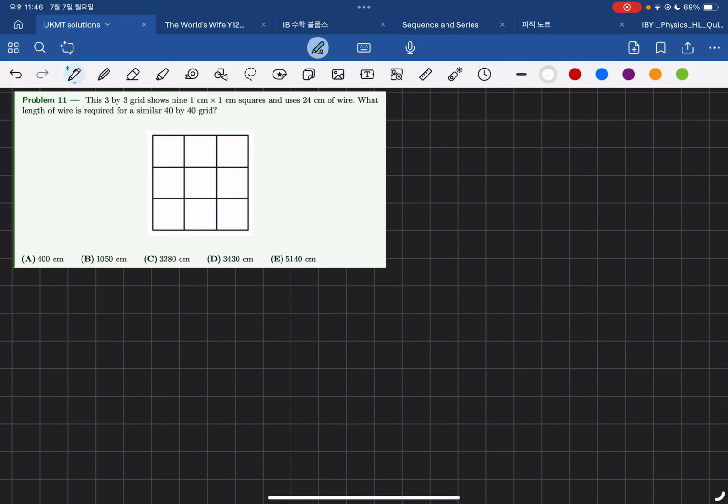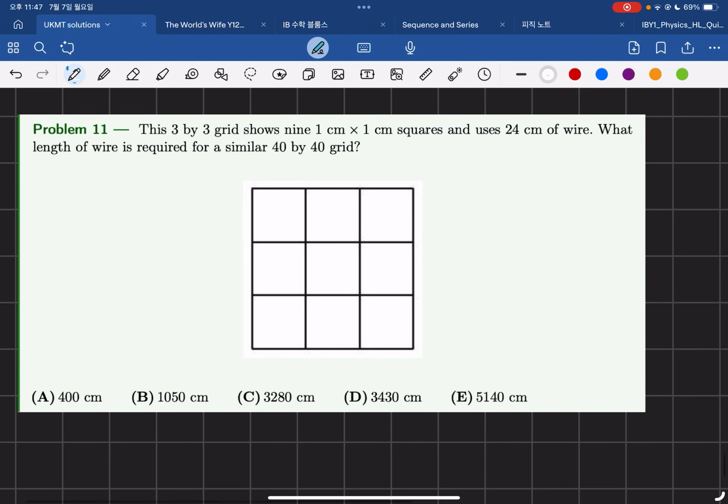Today we're going to solve set 5 problems 11 and 12. Problem 11. This 3x3 grid shows 9 1x1 centimeter squares and uses 24 centimeters of wire. What length of wire is required for a similar 40x40 grid?